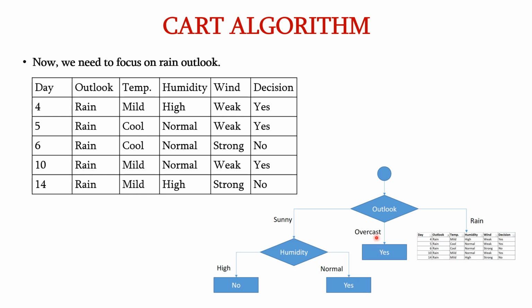The overcast node is already labeled as yes. So next we have to consider the sub data set rain. The rain data set also has a total of 5 instances. Next, let us consider the temperature feature for rainy outlook and find the Gini index for it.